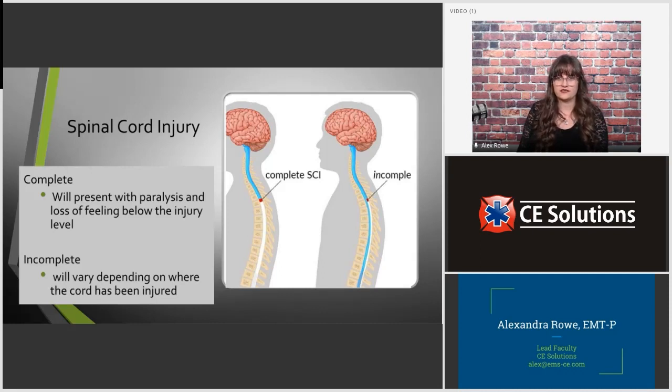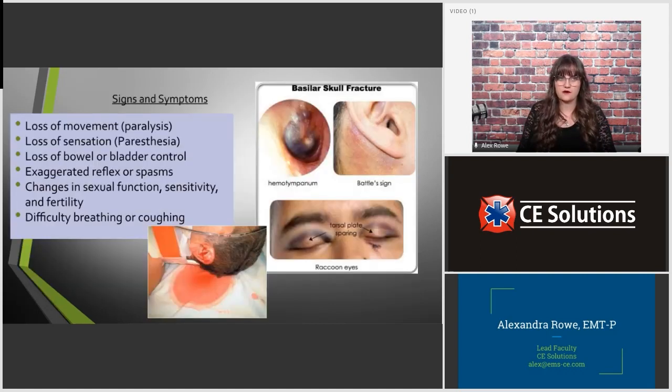Okay, spinal cord injuries. This is a little different, right? It's not the brain itself that's being damaged. It's within the spinal cord, within the vertebrae. There could be a complete severance of the spinal cord. If that's the case, there's going to be complete paralysis or loss of feeling and movement below that injury level. Like I said, if you're up in the cervical spine, you may lose movement to that diaphragm, and patients may have to be on a ventilator the rest of their life. If it's incomplete, those injuries kind of vary with signs and symptoms. So let's discuss those signs and symptoms now.